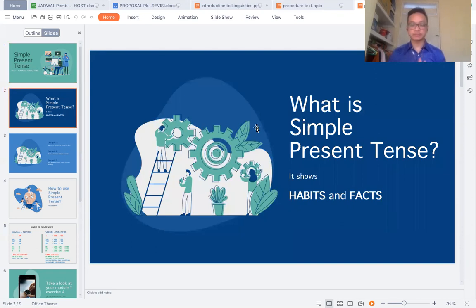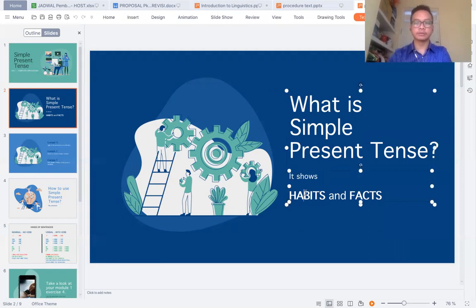Sebenarnya present tense itu apa sih? Sebenarnya present tense itu adalah cara kita dalam berbahasa Inggris when we want to show when it is a habit or a fact. Jadi ketika itu adalah kebiasaan atau malah fakta, so we should use present tense to show the time signals. Jadi kita harus menggunakan present tense tersebut untuk menunjukkan jika hal itu terjadi berulang-ulang. So it shows habits or even facts.